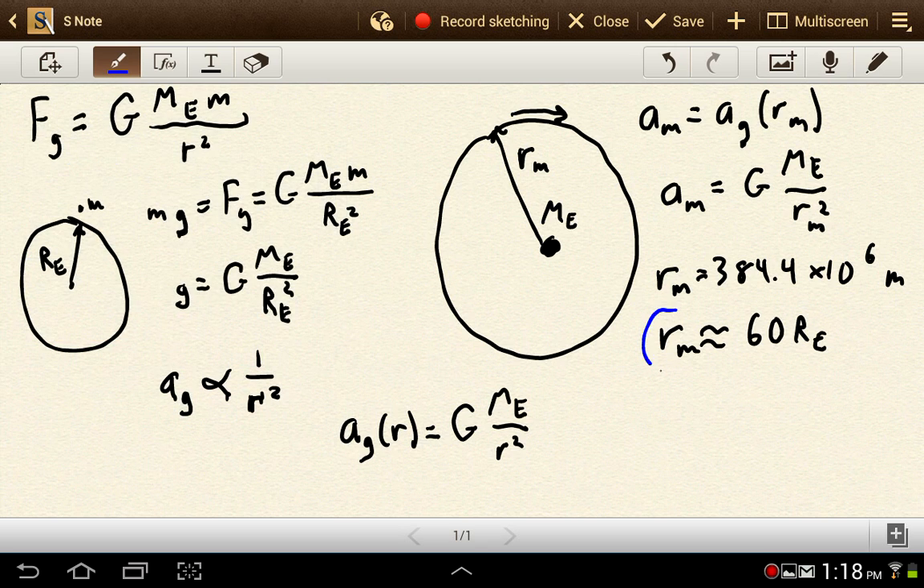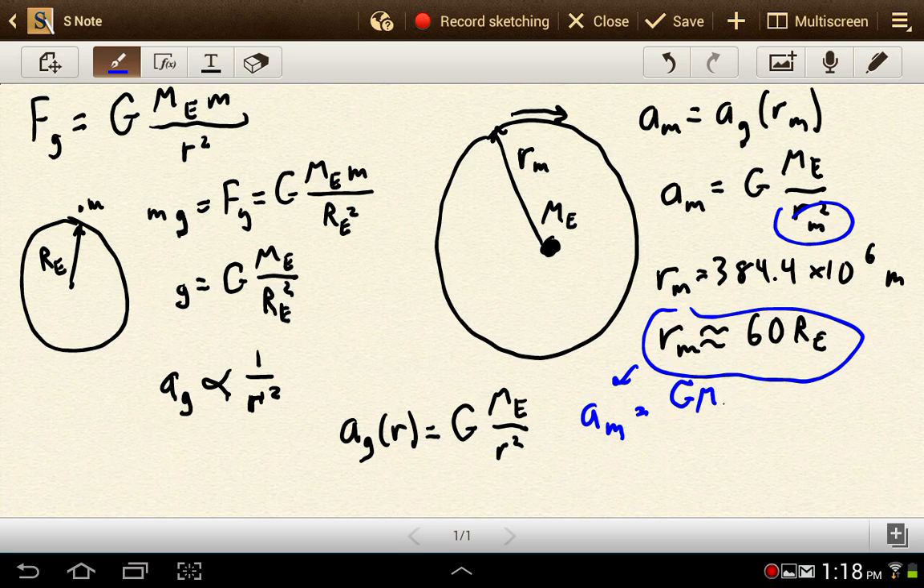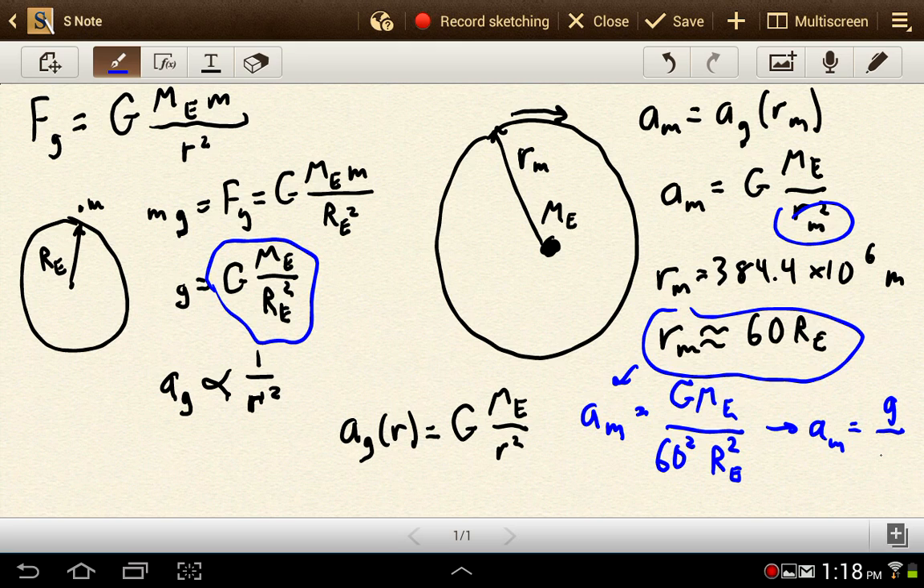So when we plug that in, the acceleration of the moon should be equal to capital G times the mass of the Earth over r_m squared, and that's going to be 60 squared times the radius of the Earth squared. You'll notice that this G M_E over R_E squared is also equal to little g. So the acceleration of the moon is equal to our surface gravity on Earth divided by 60 squared.